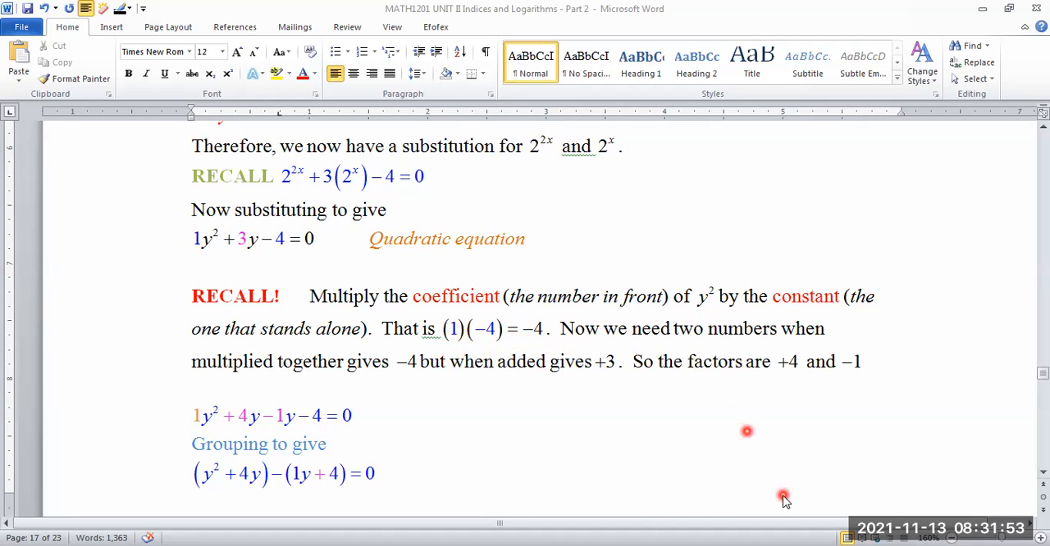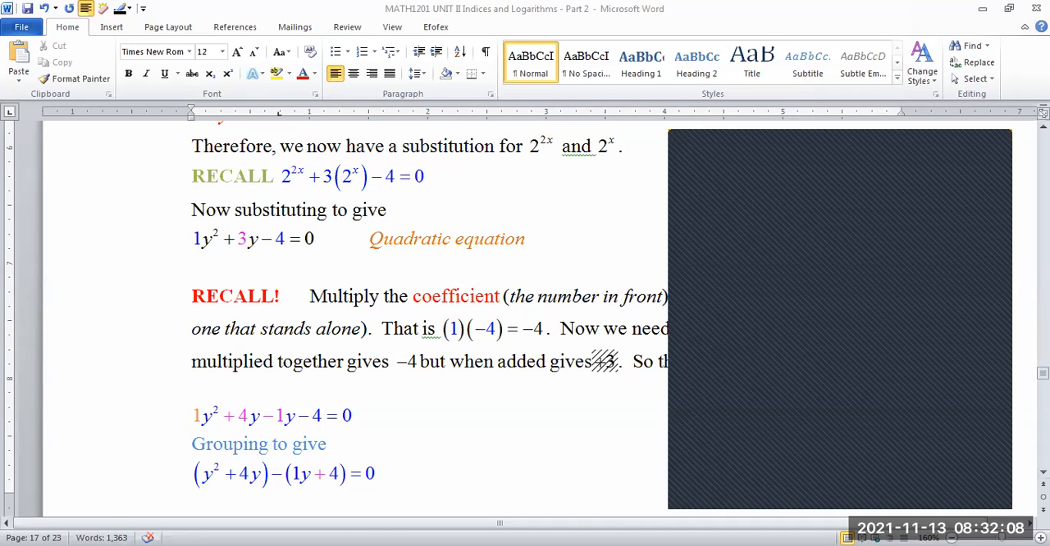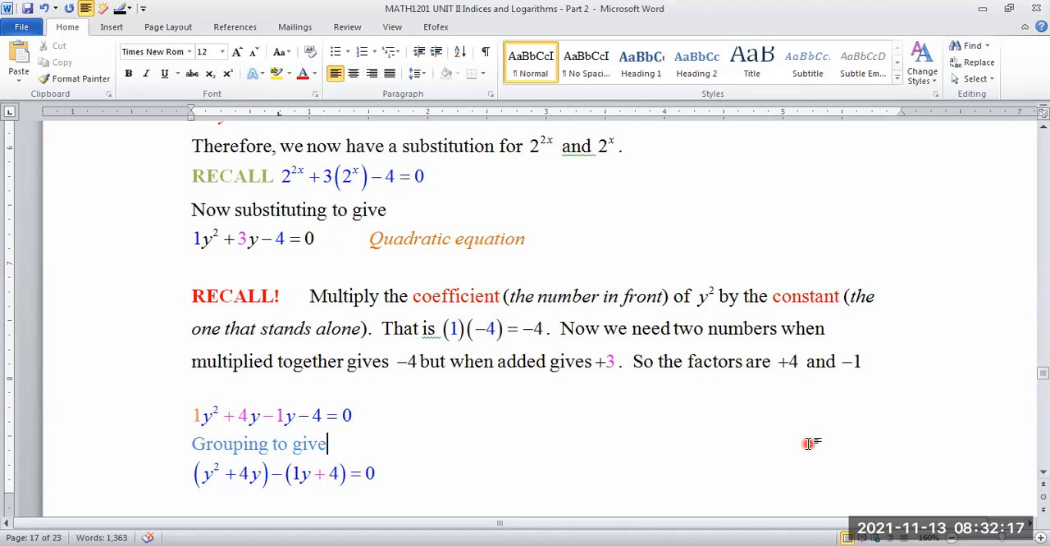Then now we need two numbers that when multiplied together give -4, but when added give +3. Where did that +3 come from, sir? That +3 is the 3 in the middle. And I'm color coding so you can see the +3 is the 3 in the middle. So now the factors are +4 and -1.